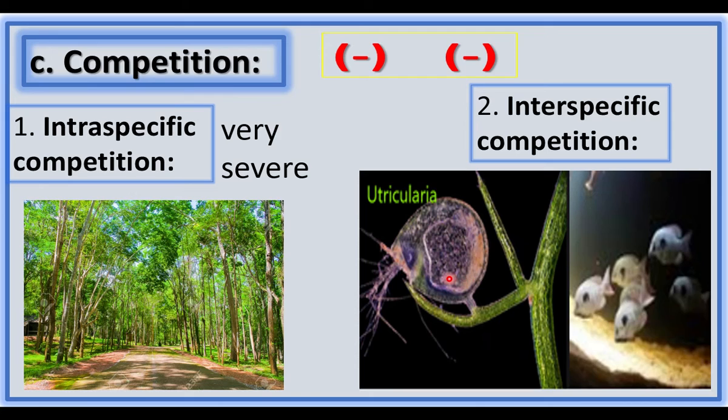Utricularia is an insectivorous plant. It is an aquatic plant. It competes with big fishes. There is competition between big fishes and the Utricularia plant to capture small fishes and insect larvae, etc. This is also a good example of interspecific competition.